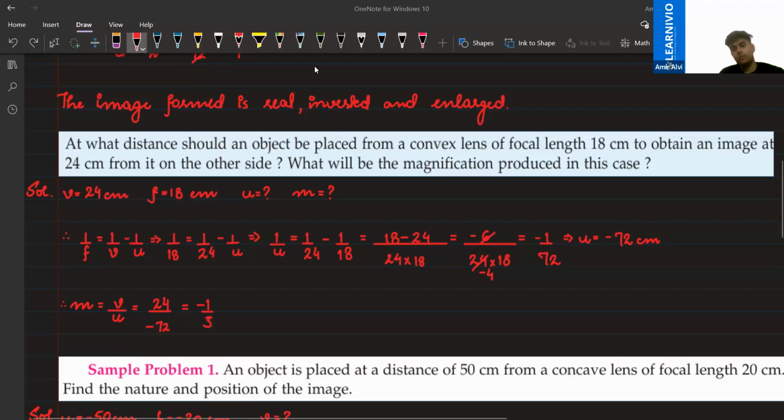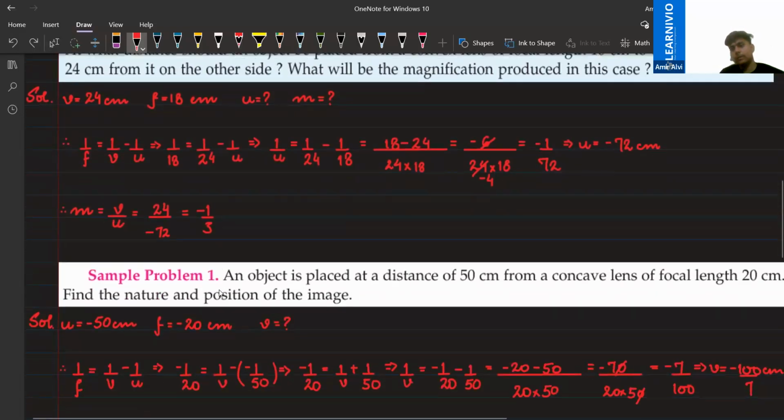Okay, let's check it out. Let's see who got the right answer. Nobody got the right answer. Neither Neha nor Inan. Neha got minus 0.7 centimeter, Inan got 30 centimeter in negative. How?